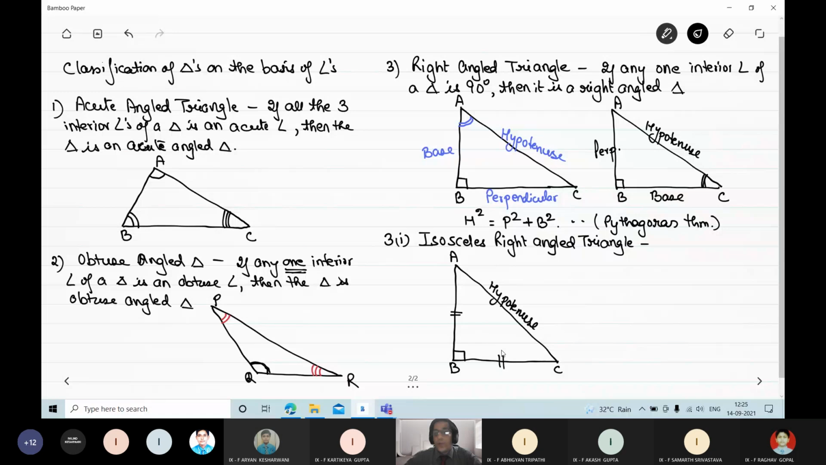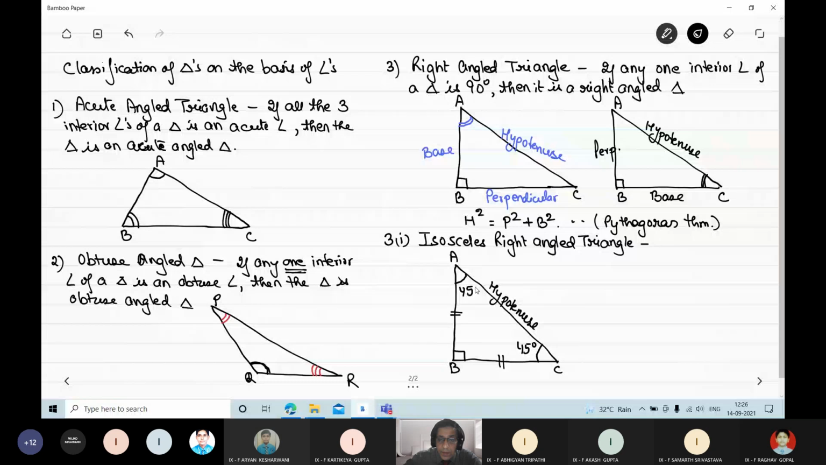Isn't it, children? Hypotenuse is the longest side. It cannot be equal to anything. But we are talking about an isosceles triangle, so there has to be two sides equal. The only two sides left are the perpendicular and the base. So they will be equal in length. Is this clear? And the remaining two angles here will be 45 degrees each.